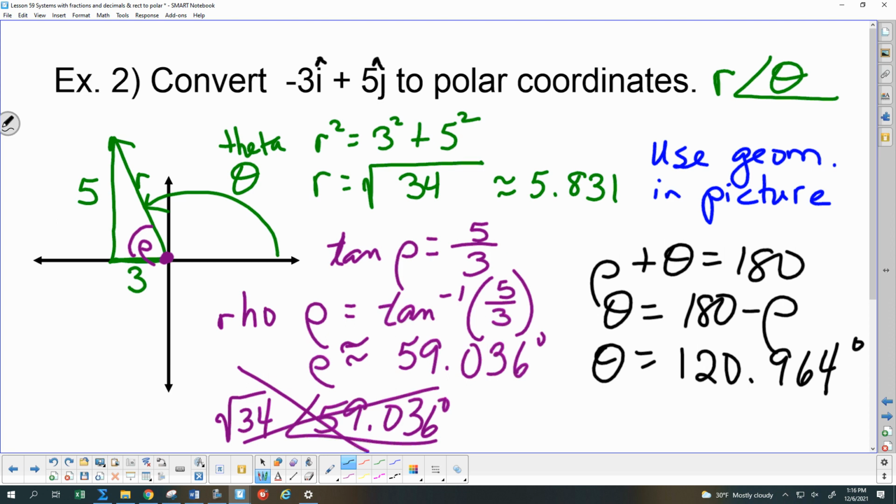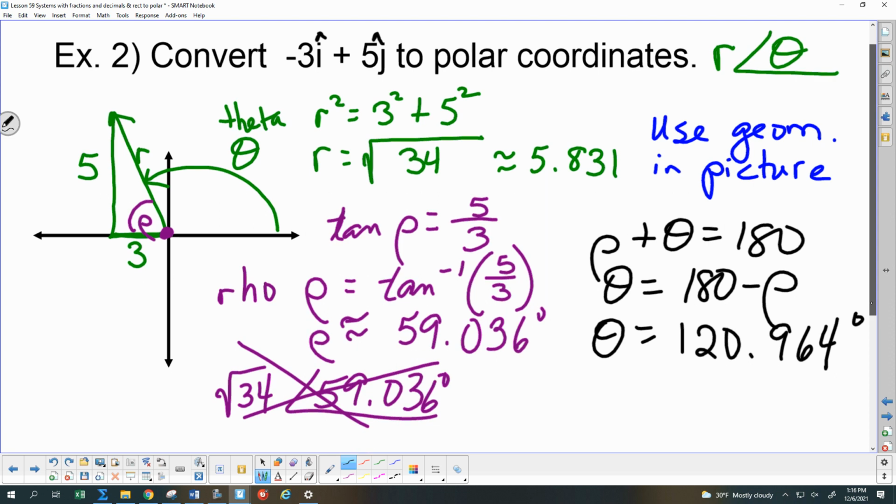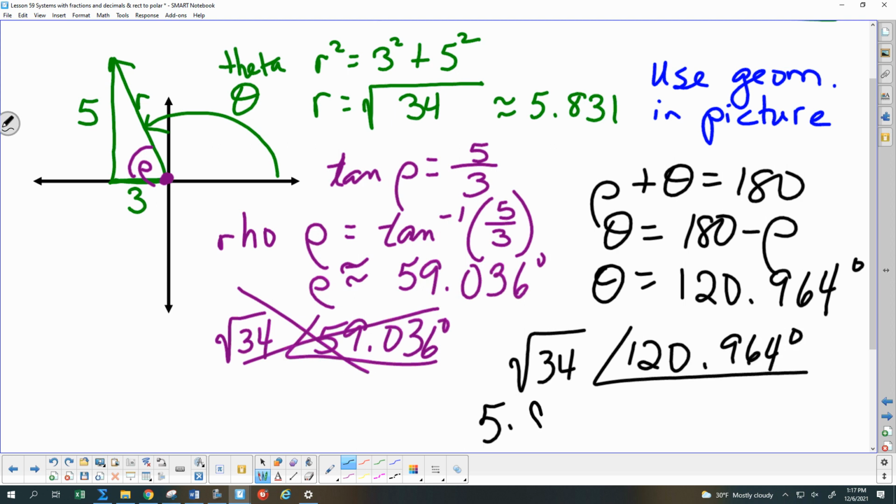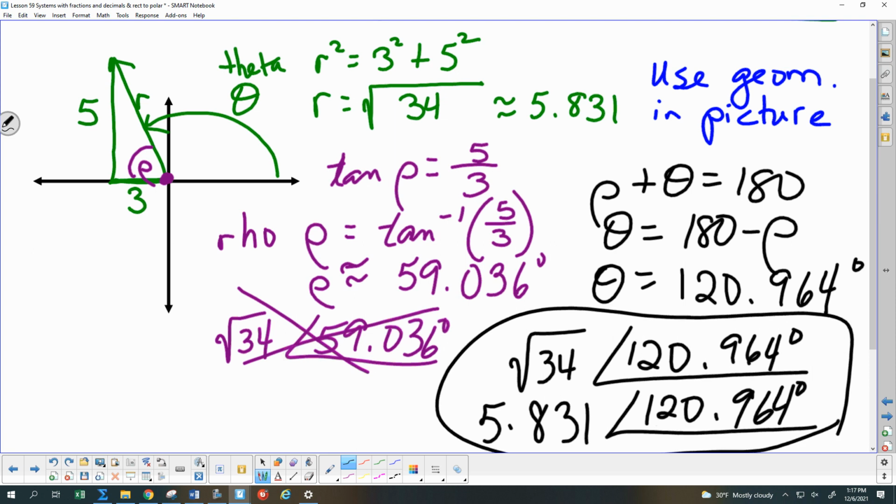So then you would write your final answer as either root 34 at 120.964 degrees, or if you wanted the rounded decimal, 5.831 at 120.964 degrees. Anybody with a question on that example?